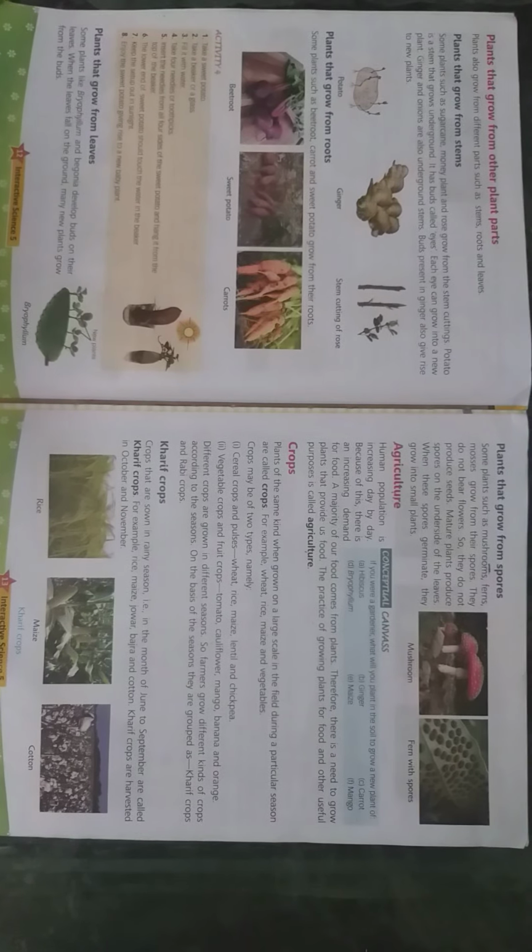So, crops may be of two types. Mainly crops are of two types: cereal crops and pulses. Cereal crops means wheat, rice, maize. These are the examples of cereal crops. And pulses means lentil. Lentil means मसूर. मसूर की दाल आपने देखी होगी, उसको इंग्लिश में बोलते हैं lentil. And chickpea. चिकपी को बोलते हैं काबुली चना. So, lentil and chickpea both are pulses.